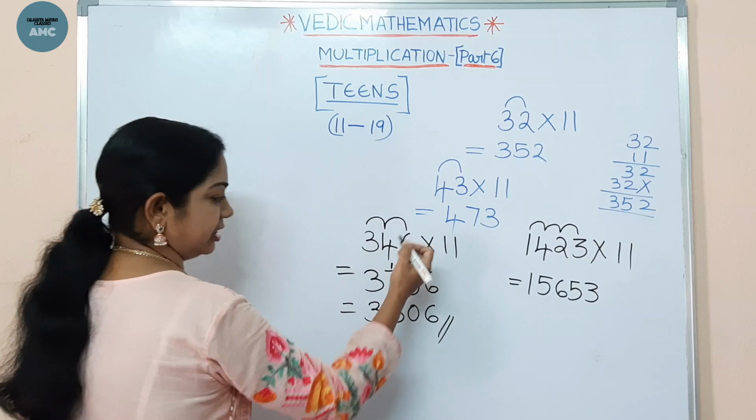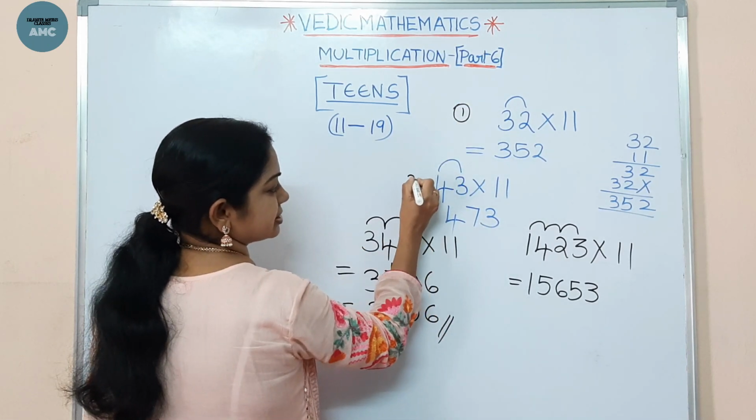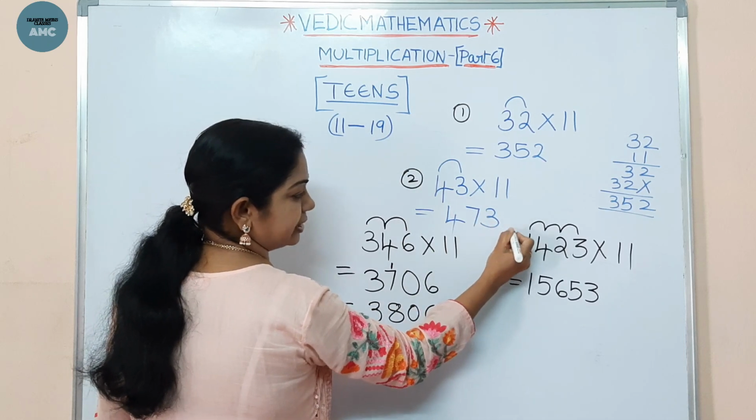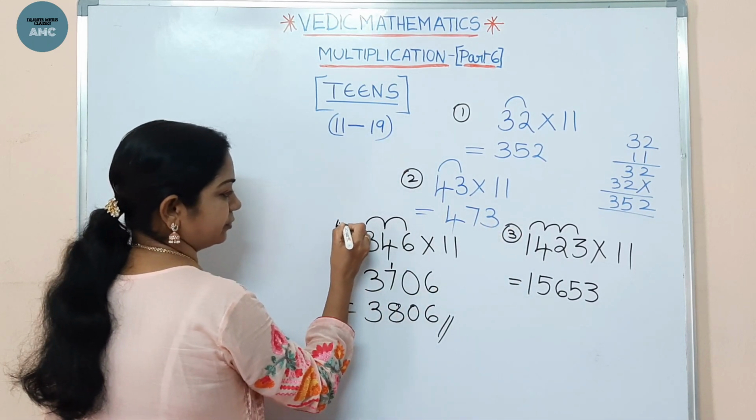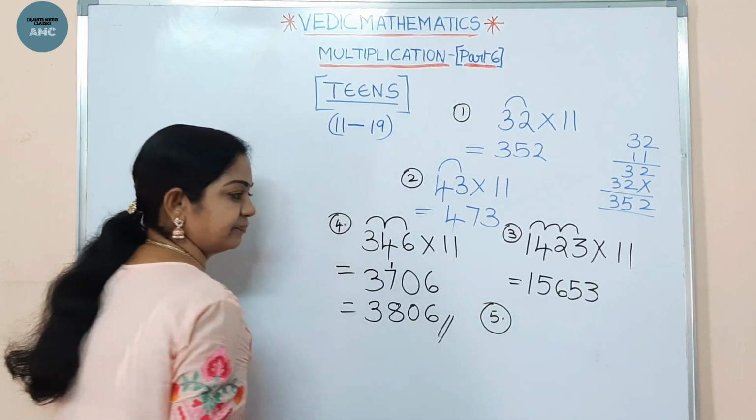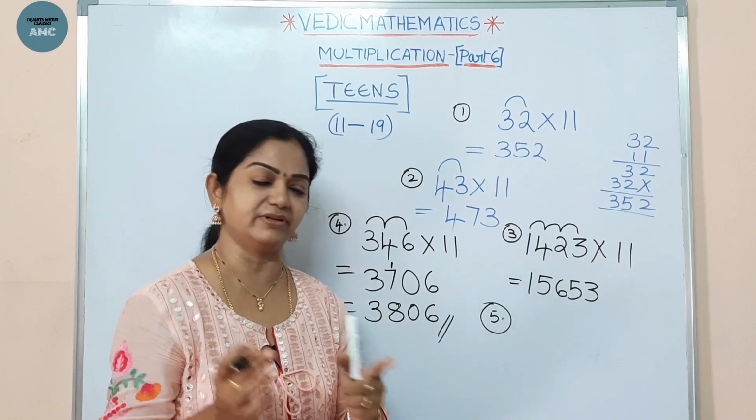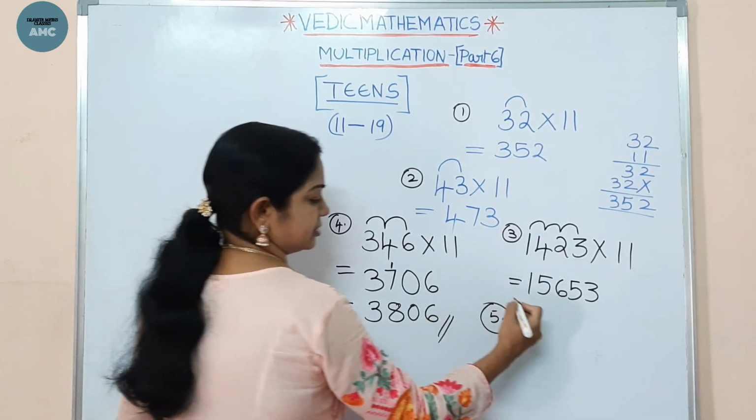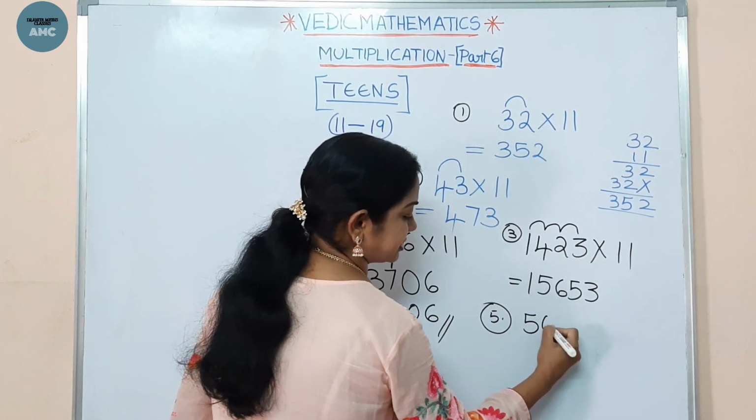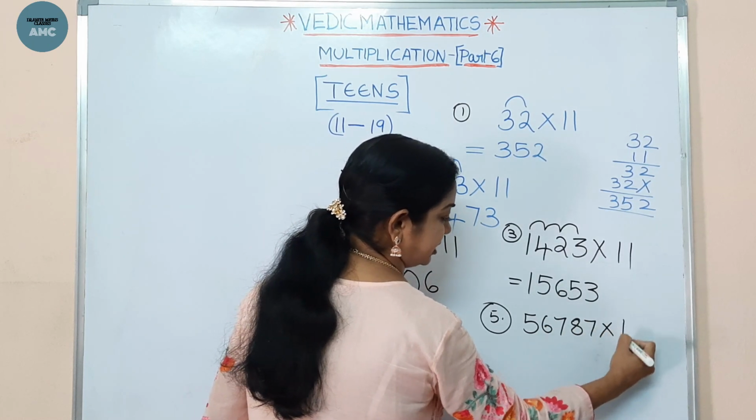Right. So, 3 digits. Let me take another example. This is the first, this is the second. Please do note it down. Fourth one. Let me take another example, the fifth one. So will it work with any digit? Any digit into 11, the process is the same. So let us take a bigger number, 5, 6, 7, 8, 7. Okay, 5 digits into 11.